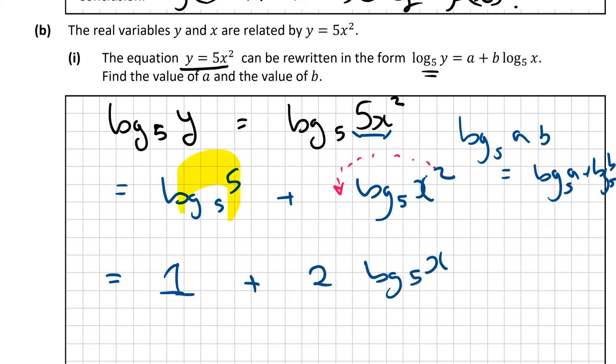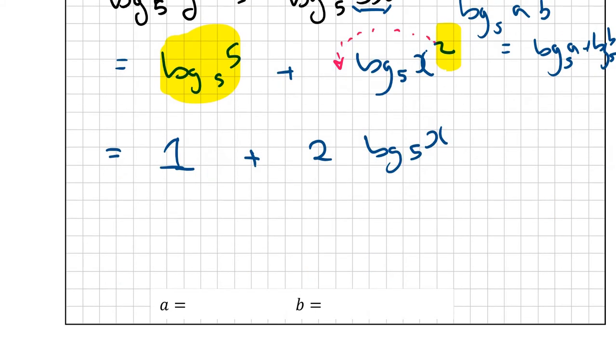So here, the log of any number to the same base is the number 1. And with any power, you can bring that power to the front. So if we're asked to express it in the form of a plus b times log of x to the base 5, a is equal to 1, b is equal to 2.